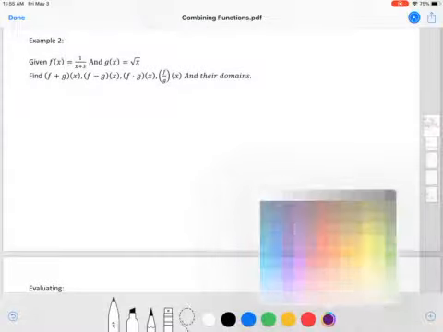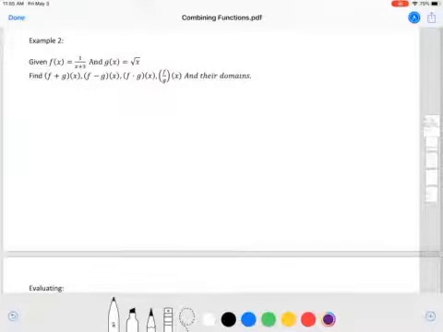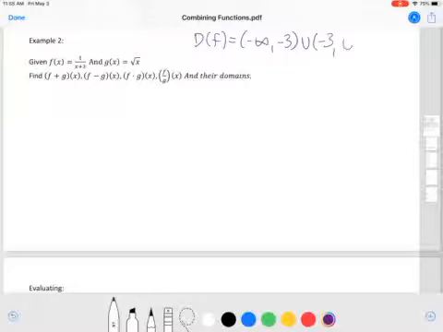Next example, we have f of x is 1 over x plus 3, and g of x is the square root of x. So my domain for f is all real numbers except for negative 3. So it would be minus infinity up to negative 3, union negative 3 to infinity. Right, because I can't plug in negative 3.